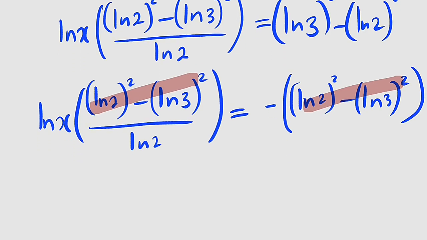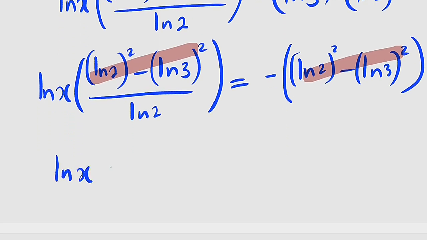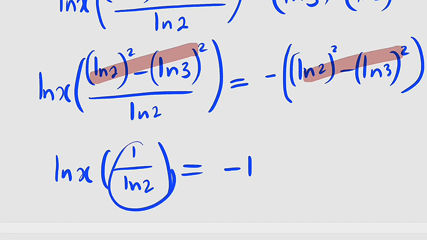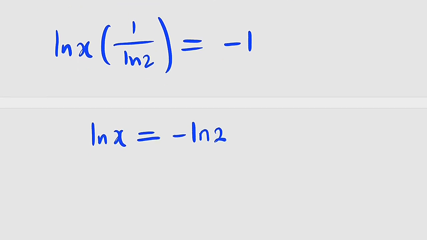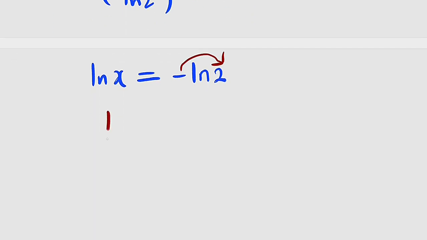So on the left hand side, we only have ln x multiplied by 1 divided by ln2. And on the right hand side, we have negative 1. Now to get rid of this fraction, we can multiply both sides by ln2. If you do that, you have ln x on the left, and this is equal to negative 1 multiplied by ln2, which is negative ln2. And from one of the laws of logarithm, you know this negative 1 can serve as the power of 2. So we have ln x equal to ln of 2 raised to the power of negative 1, right?